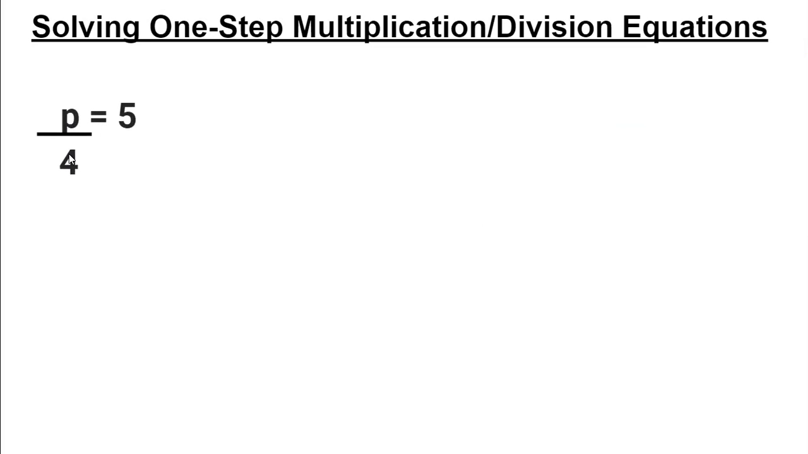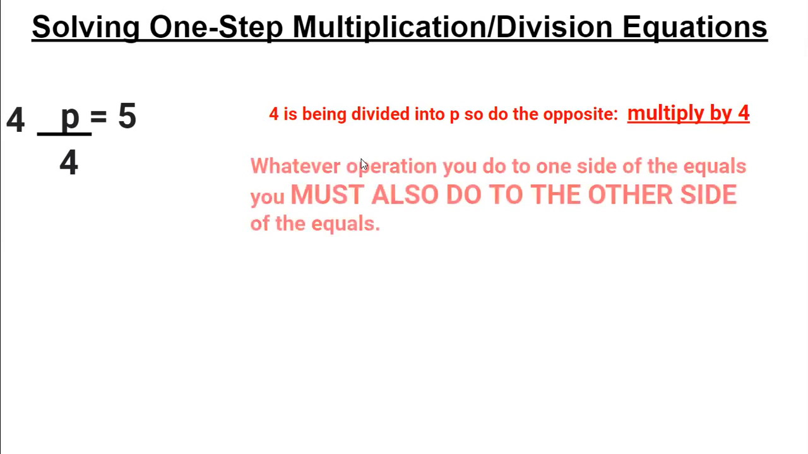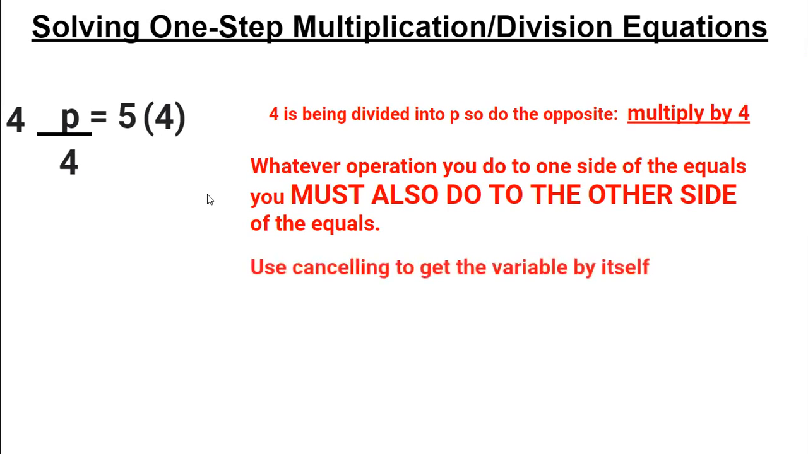This one is p divided by 4 equals 5. Since 4 is being divided into p, we have to do the opposite, multiply by 4. Whatever we do to one side, we have to do to the other. We're going to multiply by 4 over here. Use canceling. The 4's will cross off, leaving us with just the p, and then 5 times 4 is 20.